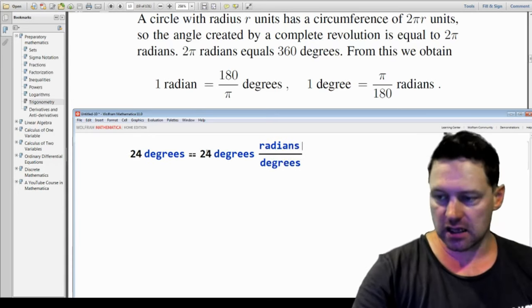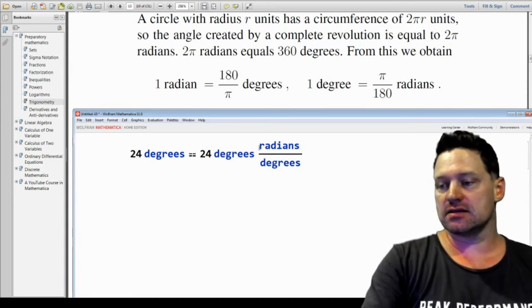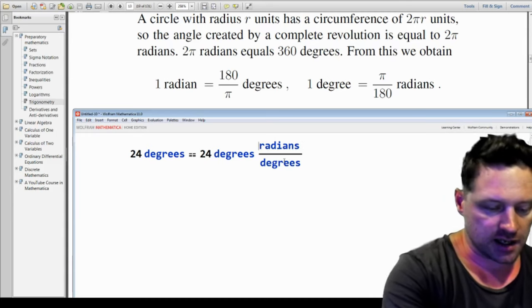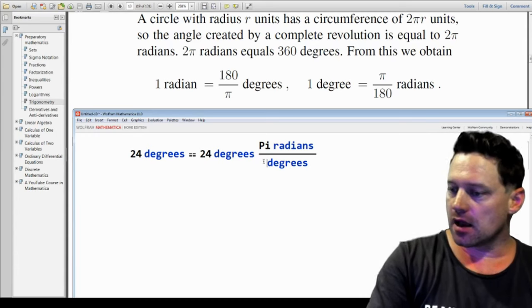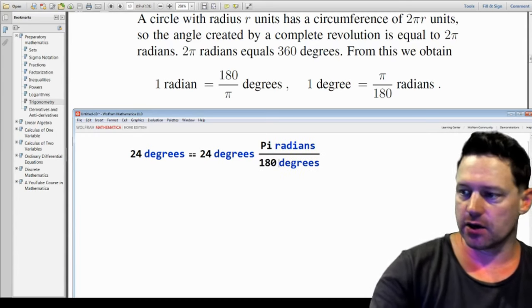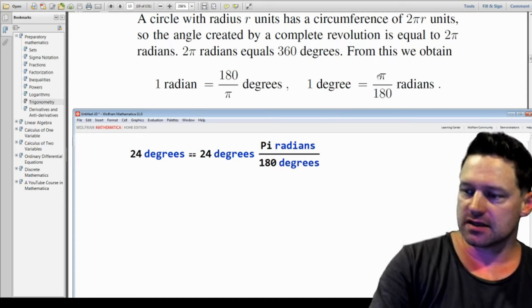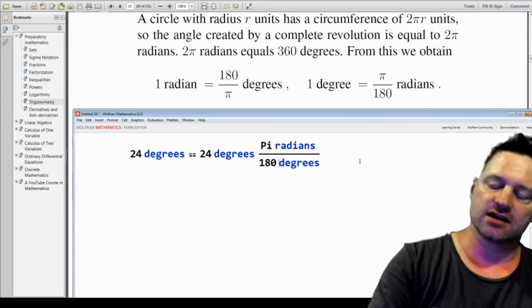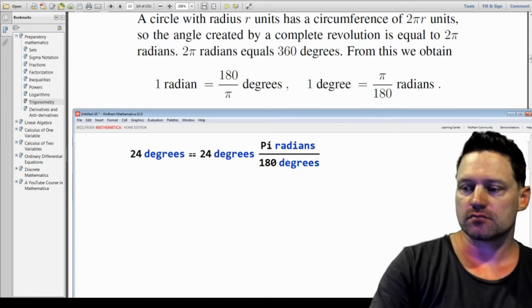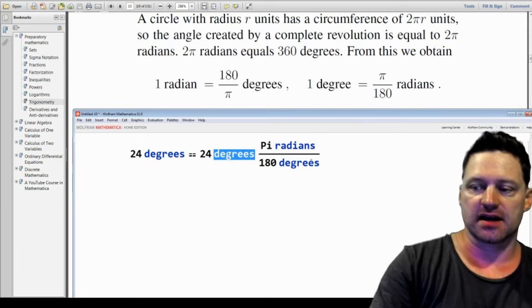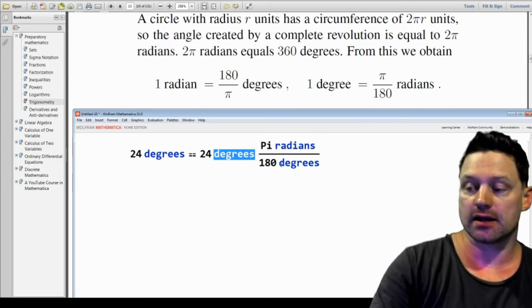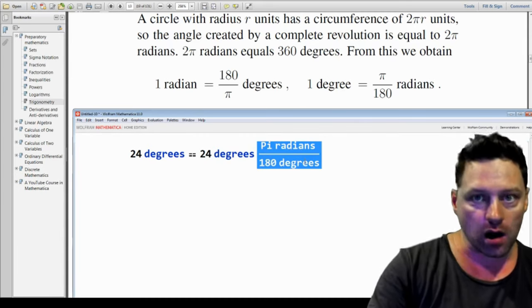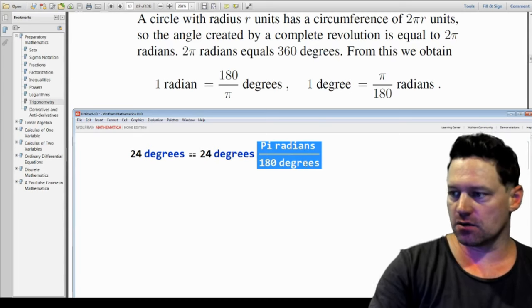Now how many radians is 1 degree? Well, I need pi for pi, and 180, because this is our conversion rate. So pi radians, 180 degrees in the denominator. Notice how degrees cancel there, so it's set up correctly. And this right here is just one. So it's all good.